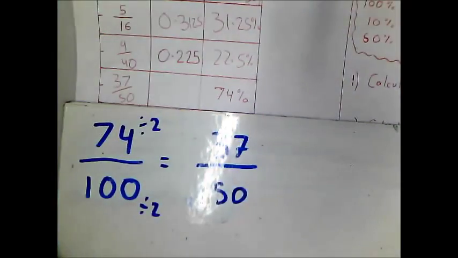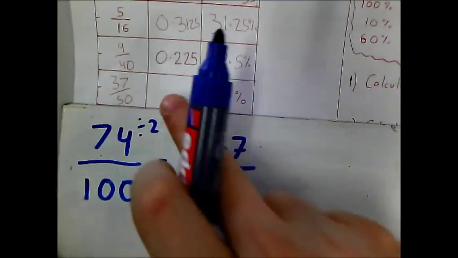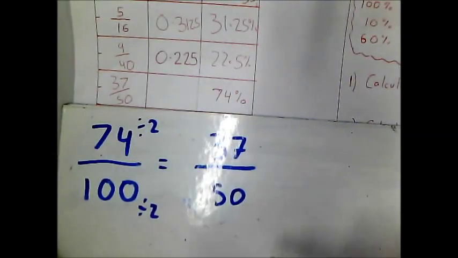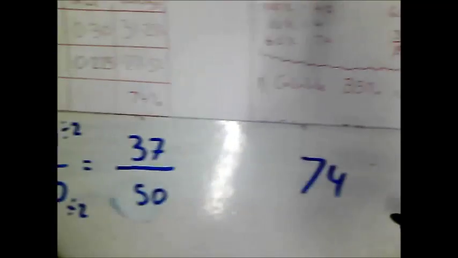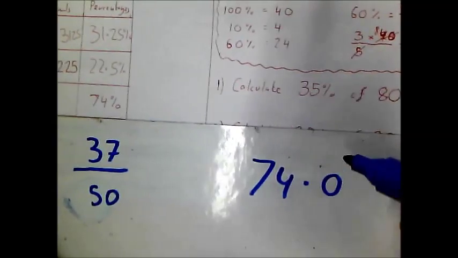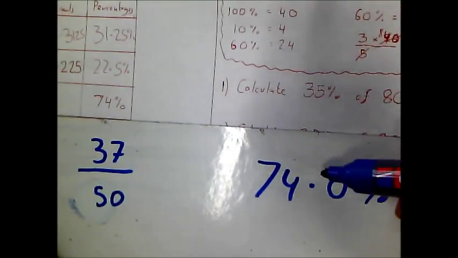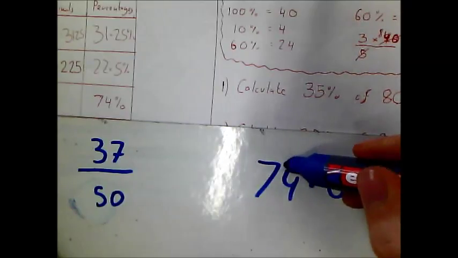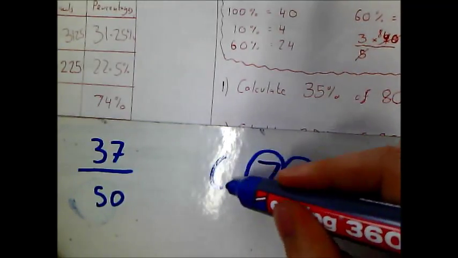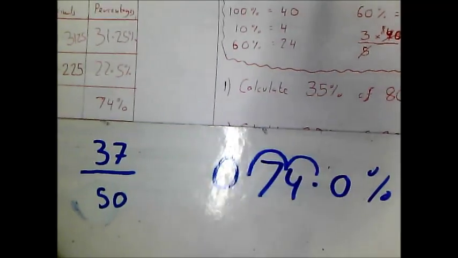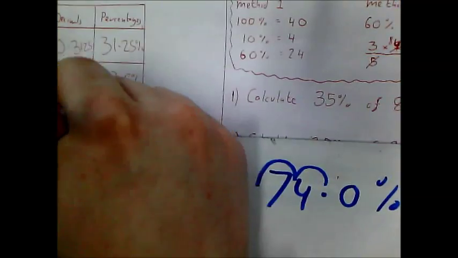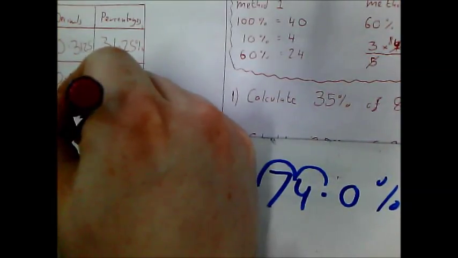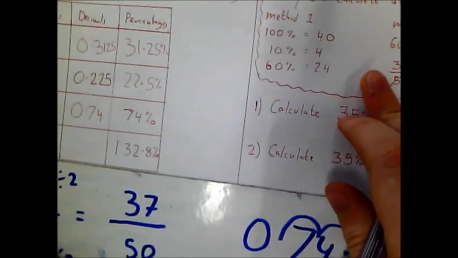Okay, now to get a percentage to a decimal, I just need to divide by 100. So if I've got 74.0%, if I divide by 100, I'm going to get 0.74 as a decimal. Okay, and finally the last question.